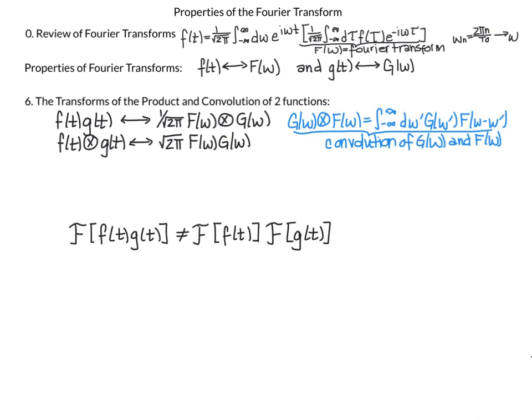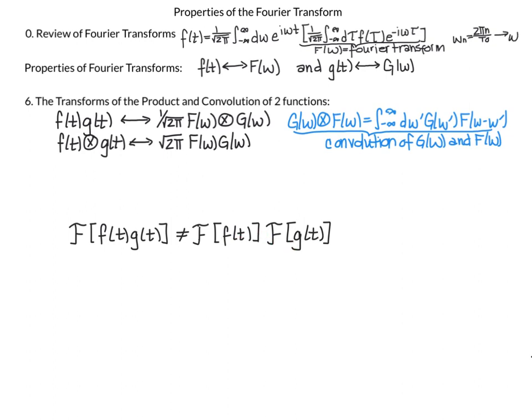But the idea is now, if you take the transform of the product of two functions, so the Fourier transform of f of t g of t, which I'm going to just write over here, it should come as no surprise that it's not equal to the Fourier transform of f of t times the Fourier transform of g of t.